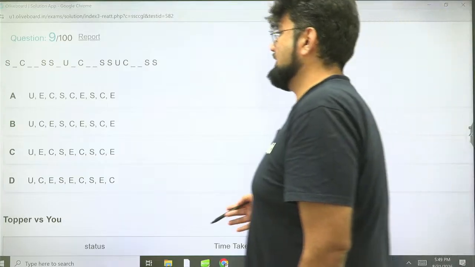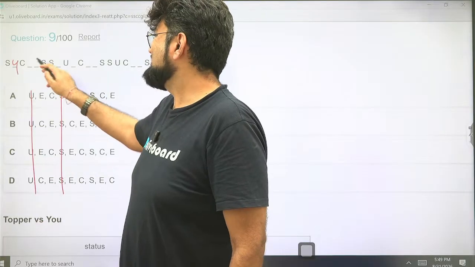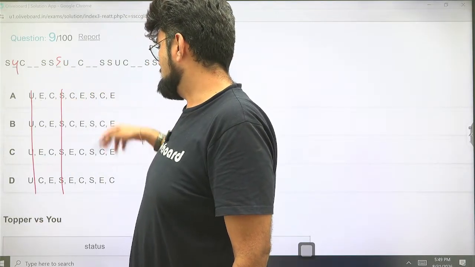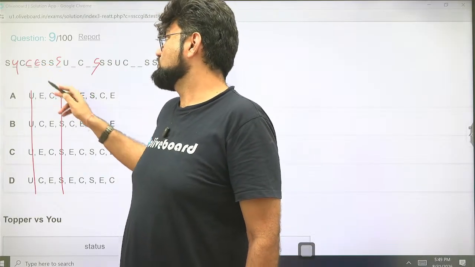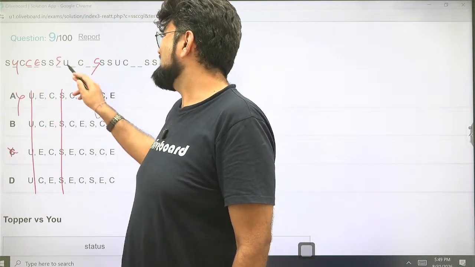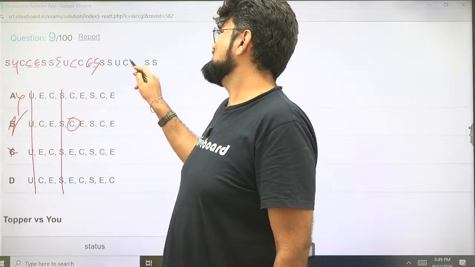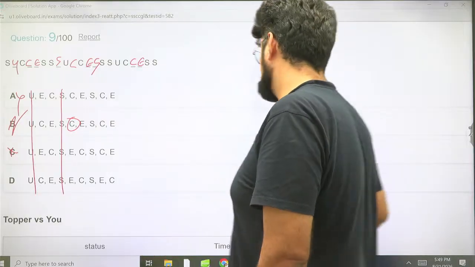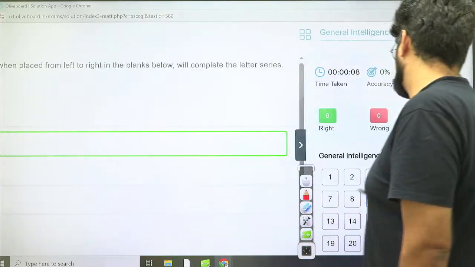Success. We can see the word very clearly. So the first one is U. 2, 3, fourth one is S. Third last is S. So SUCCESS. So C and E. UCE. These 2 are gone. Next one. SUCC. Option B is the right answer. ESS. SUCCESS. Okay. So option B is the right answer. 49 seconds. Next.